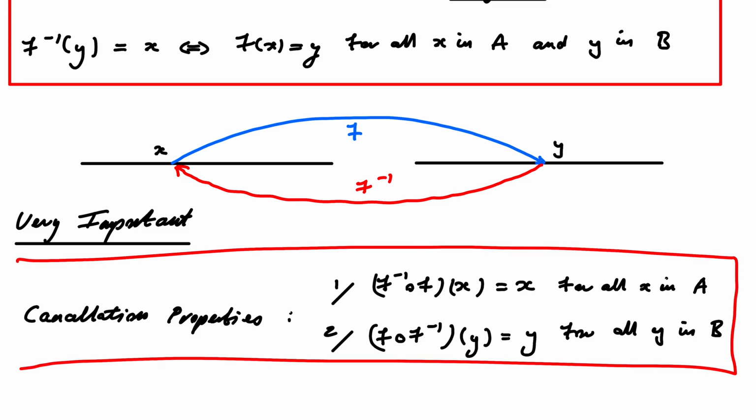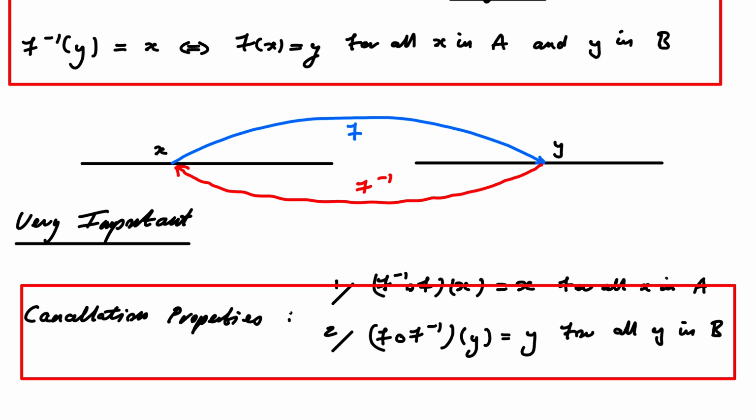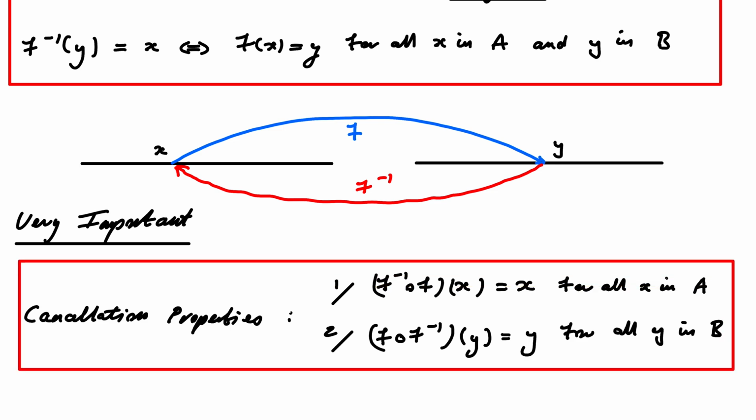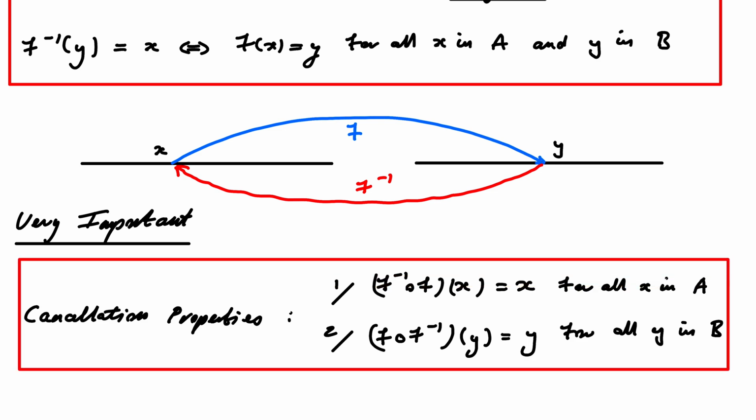So the cancellation properties. We're going to see once we look at exponential and logarithmic functions, the standard kind of cancellation properties we saw for logarithms and exponents are just examples of this. Okay, so let's do a couple of examples, shall we? This is a pretty abstract idea. We need to get our hands on what inverses look like.